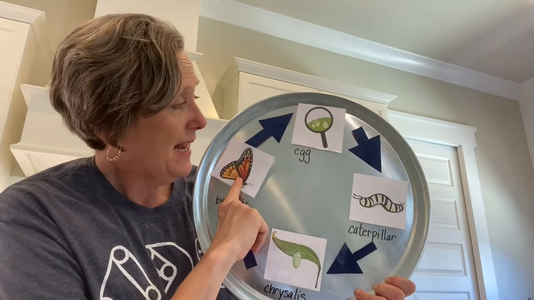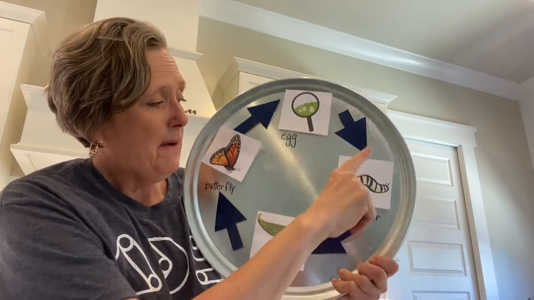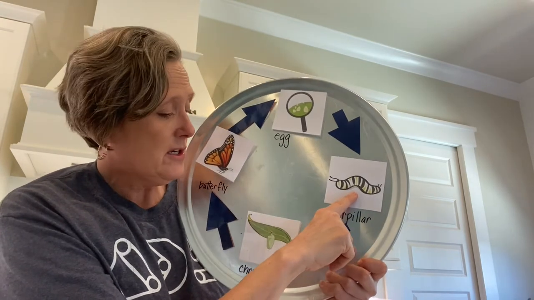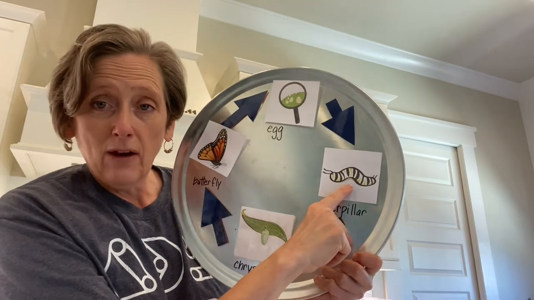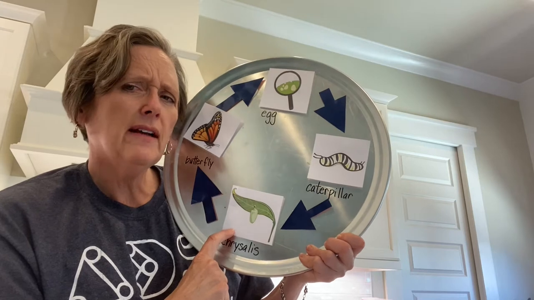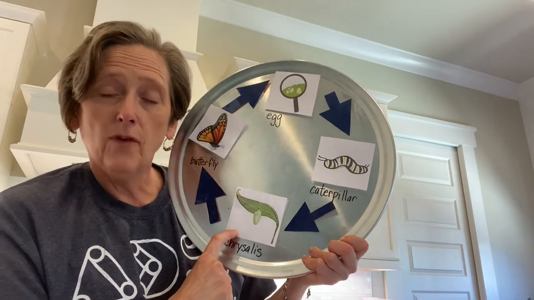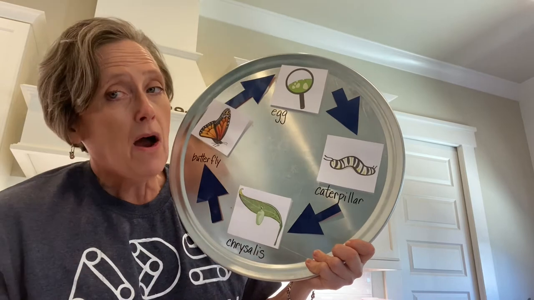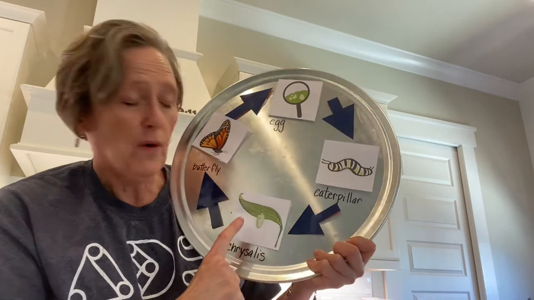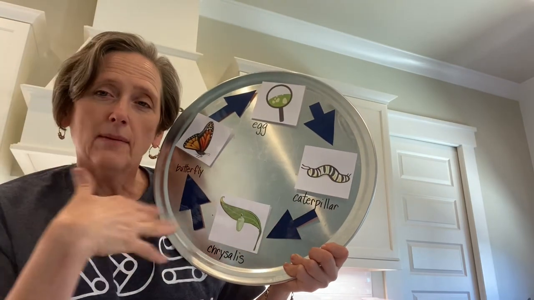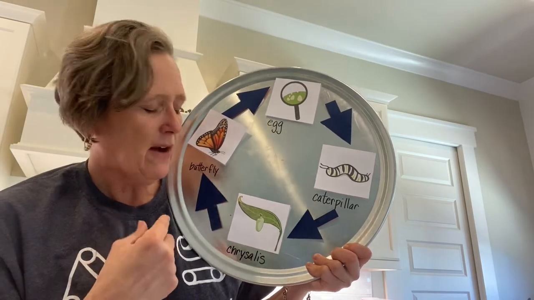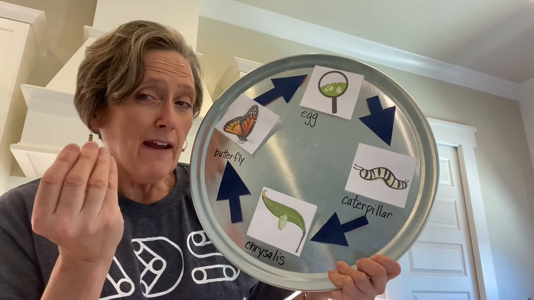So the butterfly lays the egg, and out of the egg pops a caterpillar. That caterpillar is hungry, so he eats and eats and eats, and he grows and grows and grows. And then when he's done eating and growing and he's full, he forms a chrysalis. In our book, The Very Hungry Caterpillar, we heard that he formed a cocoon. Moth caterpillars will form a cocoon, but butterfly caterpillars form chrysalises. A chrysalis has a hard protein surface, kind of like an eggshell, around that caterpillar. It forms it so that it has a safe place to change.